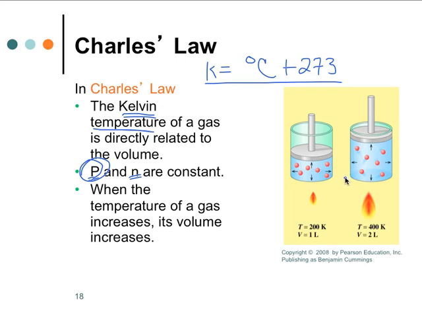All right, so as the temperature goes up, the velocity of those particles increases. If I kept the volume the same, the pressure would go up. So to keep the pressure the same, I have to increase the volume to maintain that constant pressure.